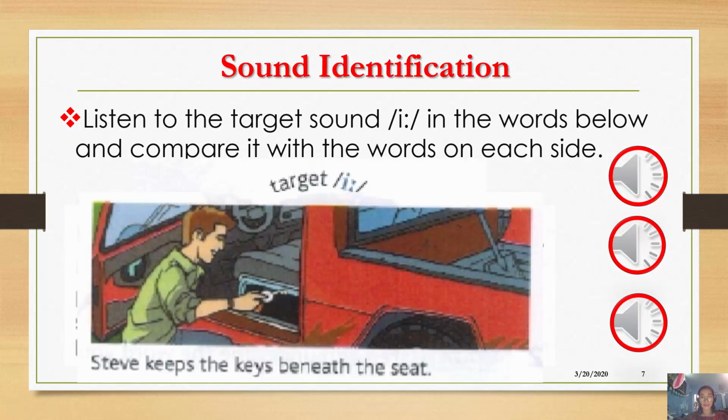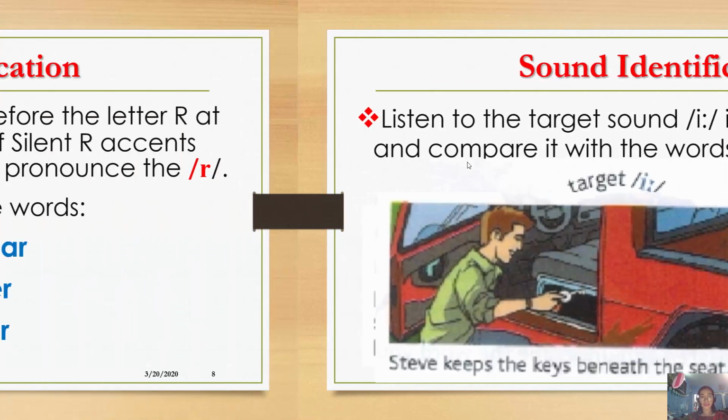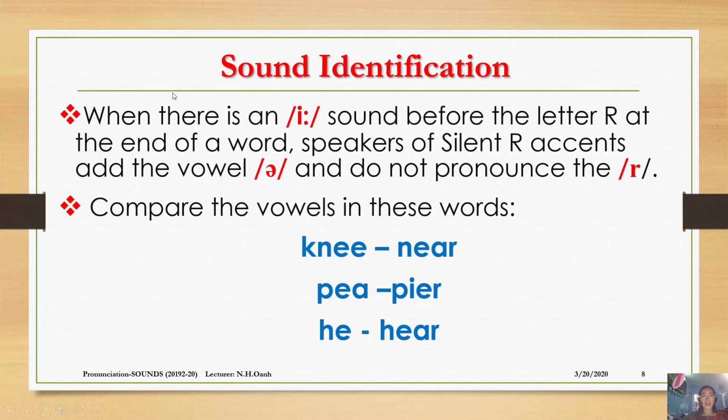Now we go on. When there is an E sound before the letter R at the end of a word, speakers of silent R accents add a vowel and do not pronounce the R.